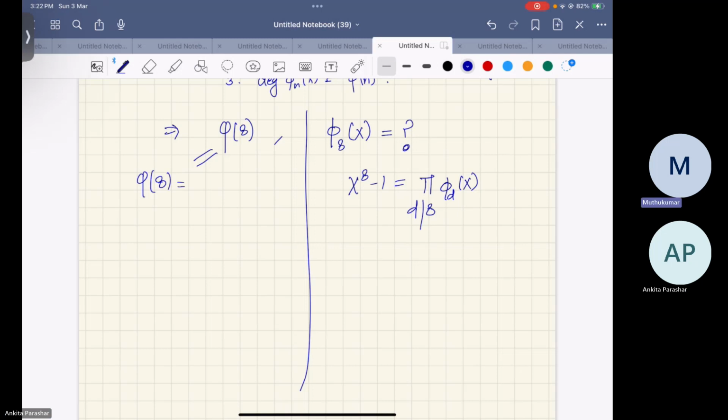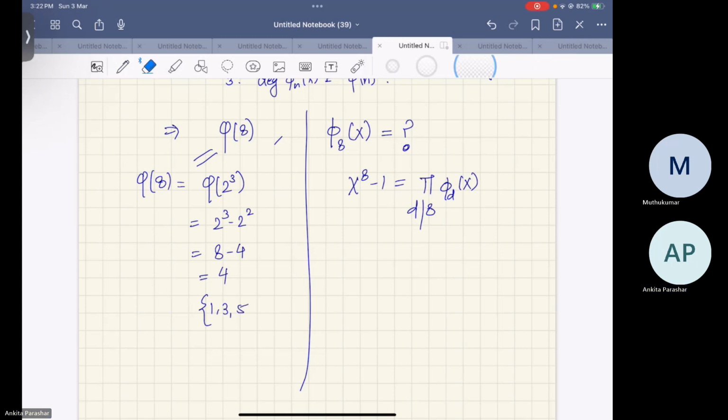That is the number of integers relatively prime to 8, that is 4, I think: 1, 3, 5, 7, 4. This is one way. The other way is if you have a prime power, then the Euler phi function says you simply take this. So it's 8 minus 4, that is 4. Same as the cardinality of the set 1, 3, 5, 7, which is again 4.